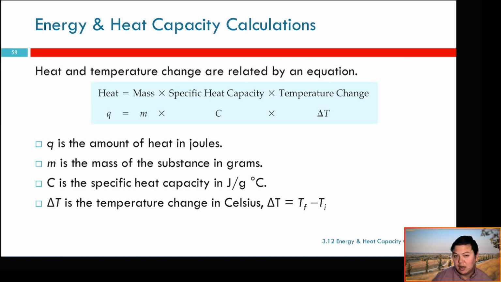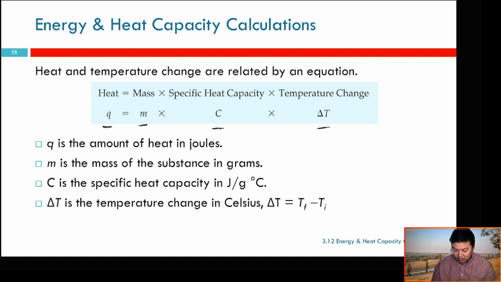So here is the equation, kind of, for what we already just did on the previous example. We have this heat capacity equation. So the heat, right, we have mass, specific heat capacity, and our temperature change.